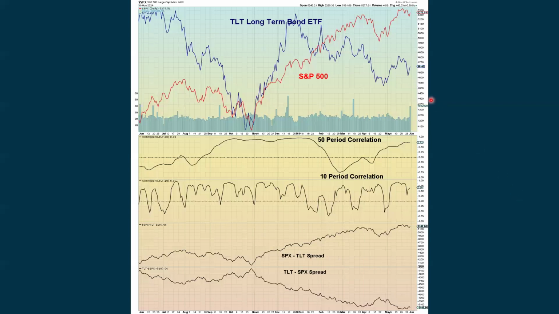Then we look at the TLT for the long-term bond, that's in blue, and the S&P, that's in red. We look at the longer-term correlation based on 50 periods, and it's fairly strong. They're moving more in tandem with each other. And then we look at a shorter-term correlation where it had dropped off slightly, but the shorter-term correlation is starting to get a bit stronger.